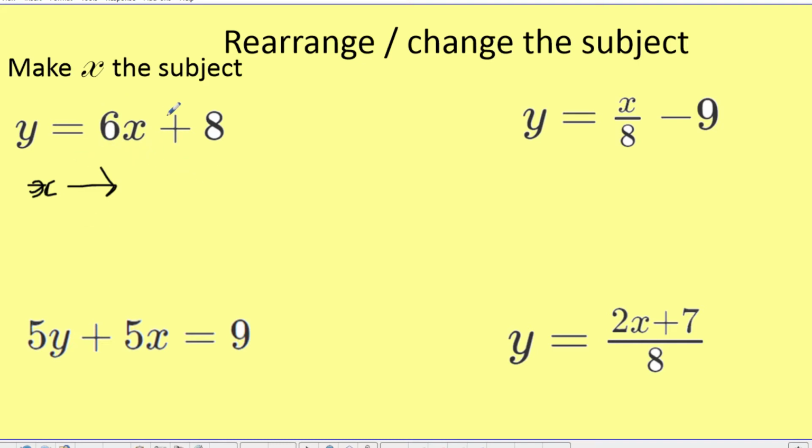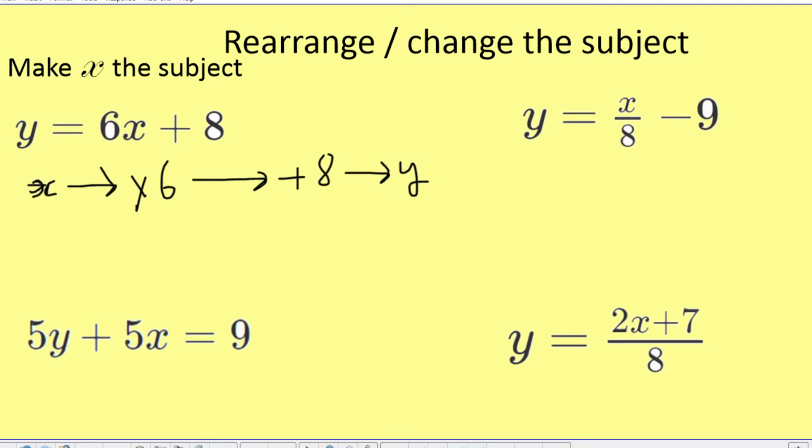So I want to get X the subject. Whatever I'm making the subject, I start with that letter. So X, and then the first thing I'm doing to X here is I'm multiplying by 6. Then I'm adding 8, and that gives me Y.